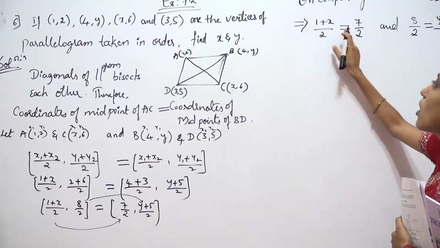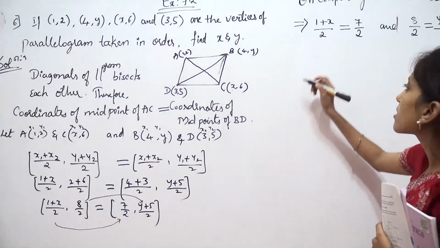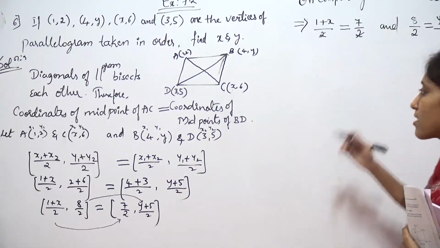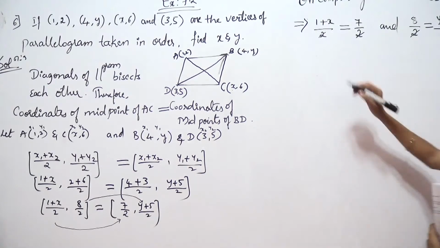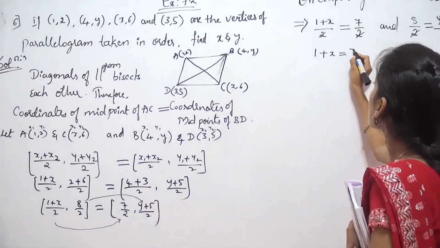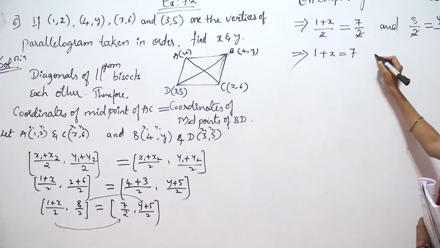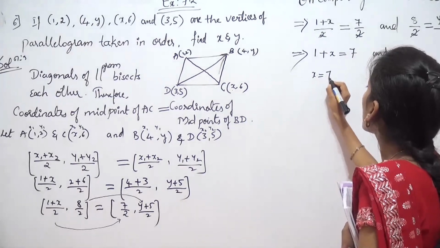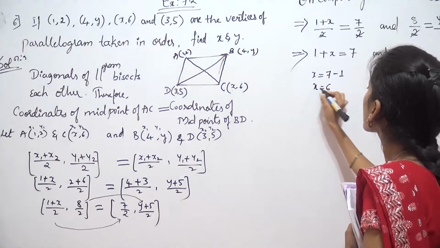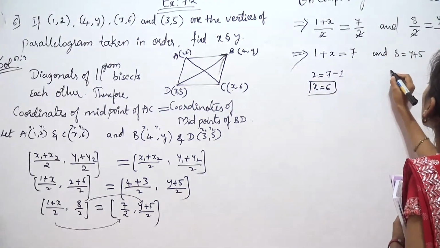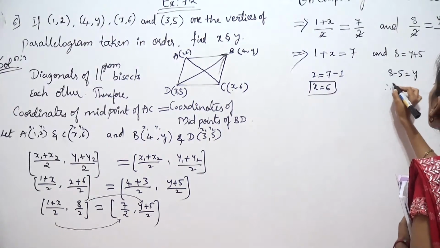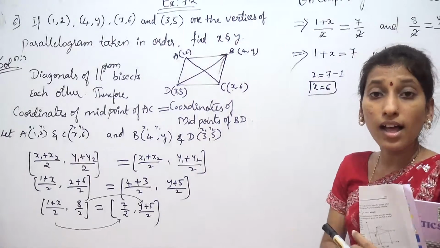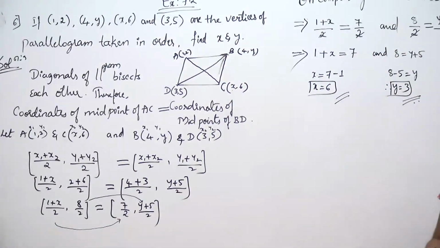On both sides, if we have an equal sign between two fractions with the same denominator, those will get cancelled. Here also, 2 and 2 get cancelled. What remains is 1 plus x equals 7, and 8 equals y plus 5. So x equals 6, and 8 minus 5 equals y, therefore y equals 3. They asked to find x and y, which is the required answer.